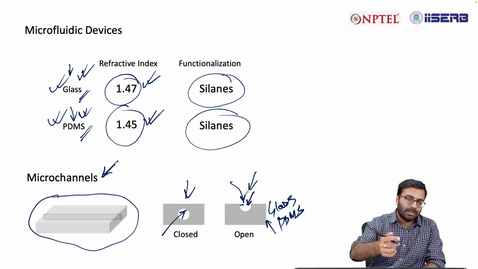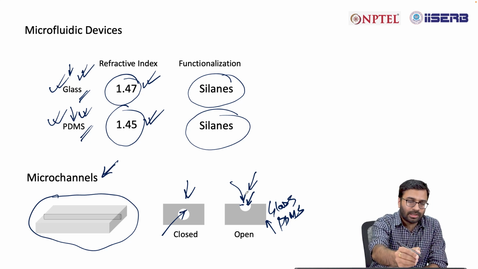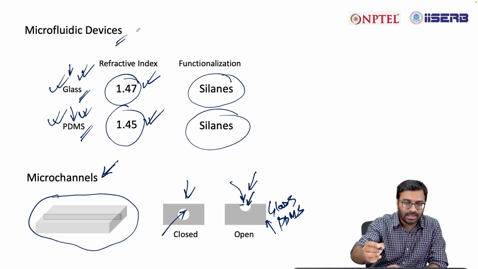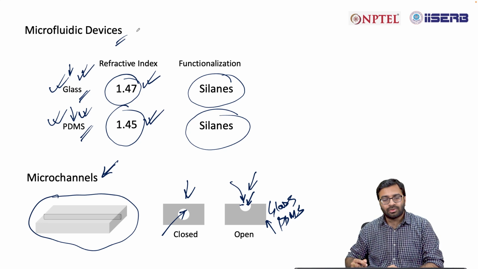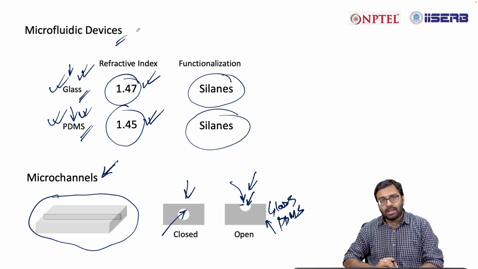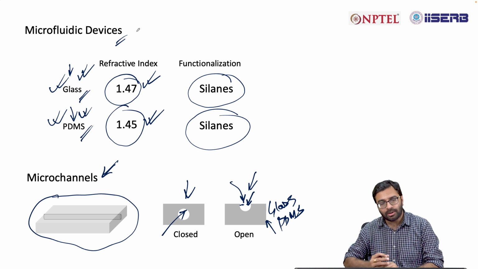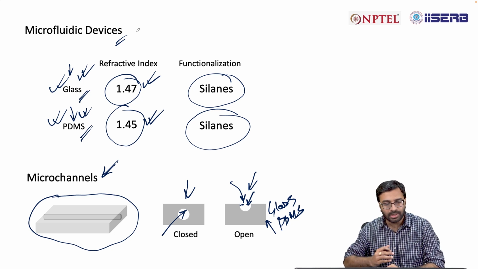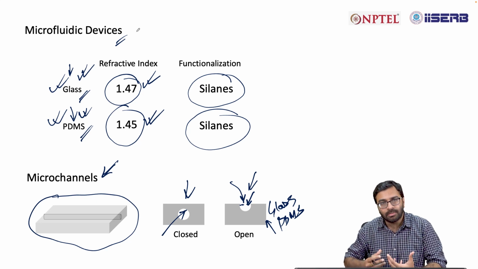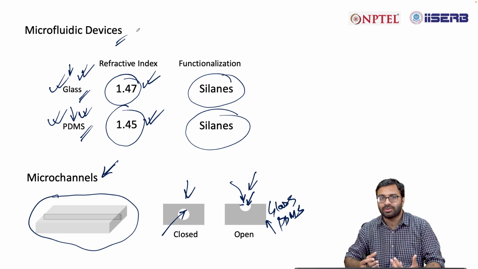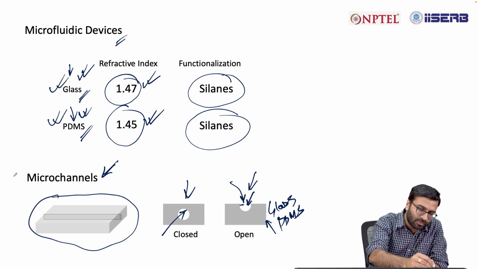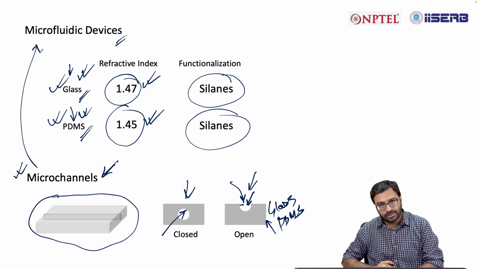You may also find people making microchannel or microfluidic devices on silicon and other materials. So, here I am just giving you a general statement. Usually people make microchannel devices or microfluidic devices on glass and PDMS. This helps us to visualize the microfluidic phenomena inside the microchannel. So, microchannel is something which is very closely related to microfluidics. Okay.